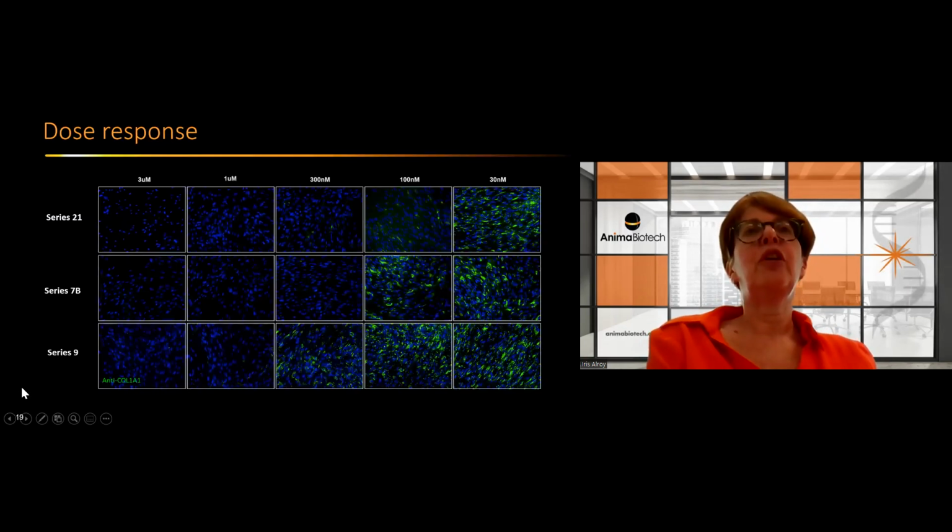In this project, we were able to identify 3 different chemotypes, which were optimized to work in a nanomolar range, reducing collagen protein accumulation. And we show here dose-dependent images showing that the protein was reduced by each one of these series.